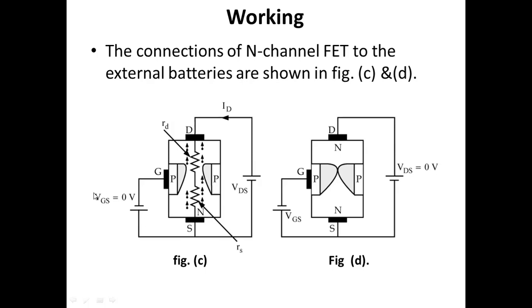So as the voltage VGS increases, the depletion layer width also increases. This increase in the depletion layer width reduces the channel length.